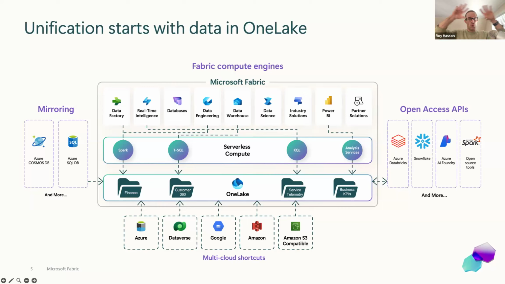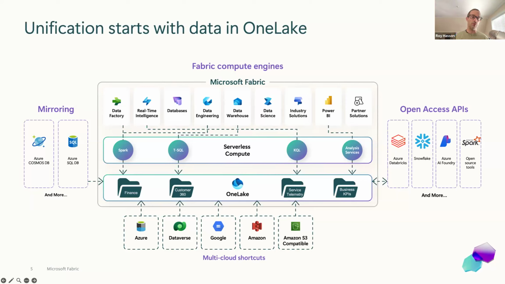And then on top of that, it's all the Fabric ecosystem engines that we talked a little bit about before, like Data Factory for ETLing, real-time for real-time processing and analytics, databases, data engineering, warehousing, et cetera, as well as partner solutions. So if it's Snowflake or Databricks or Dremio or some of these others, they can access the data.